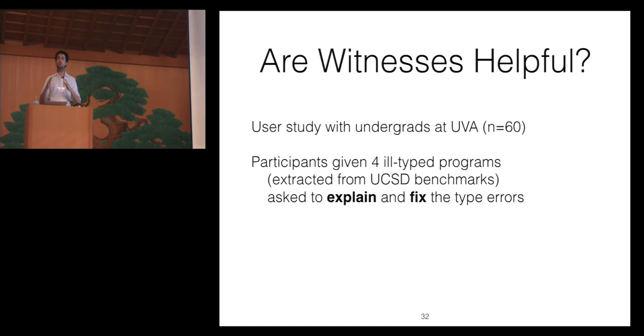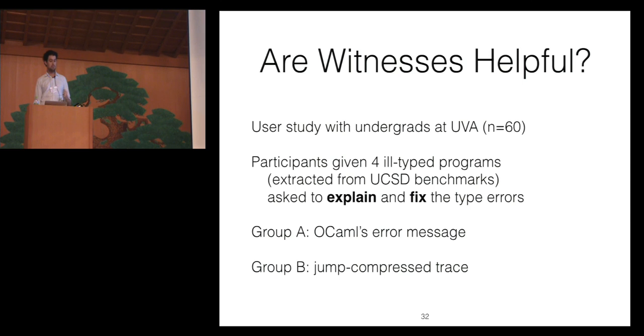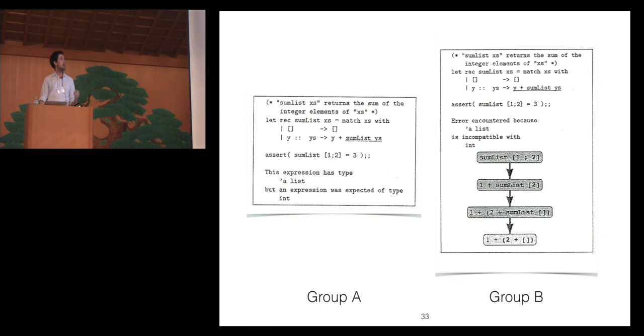And then we split them into 2 groups per program. Group A was given OCaml's type error message, and group B was given our jump compressed trace. Since this was done in the context of an exam, it was all on paper, and it looked something like this, with group A on the left and group B on the right.